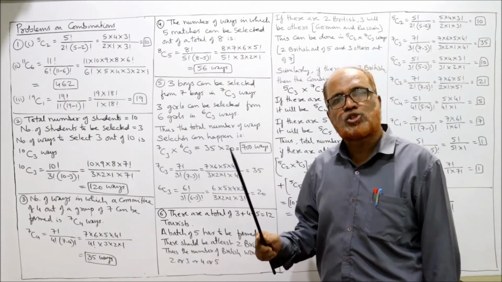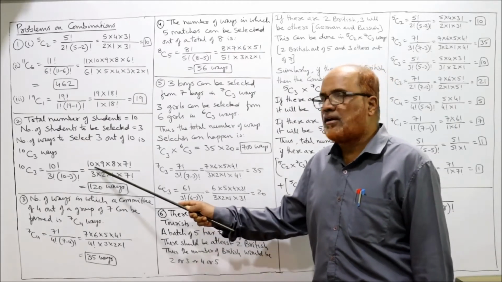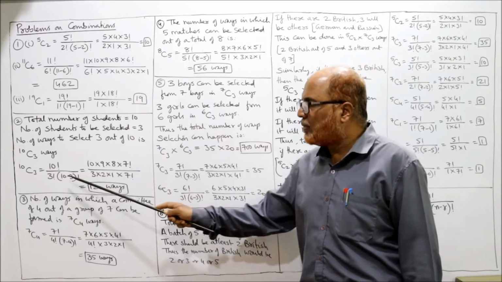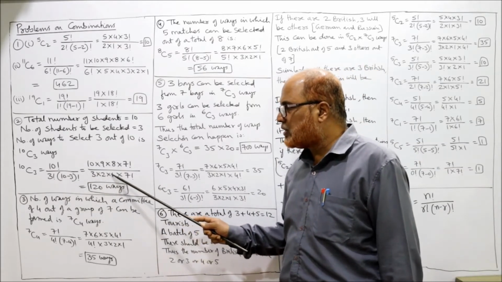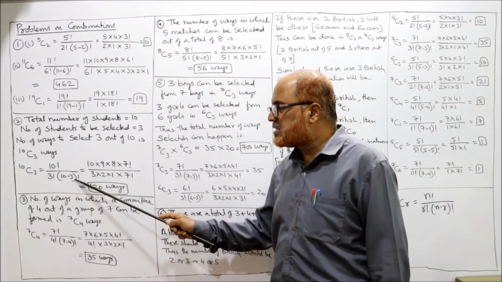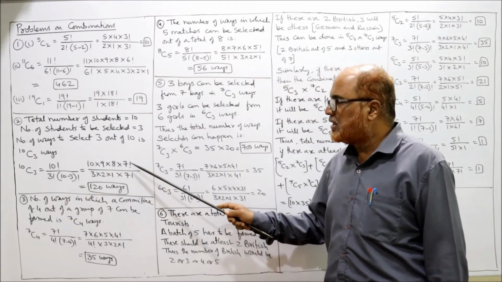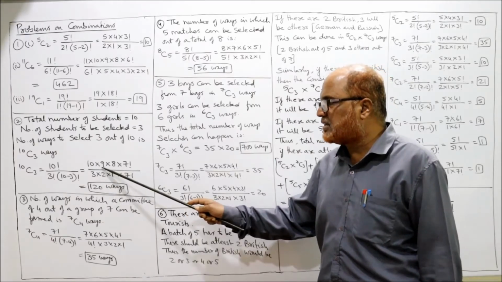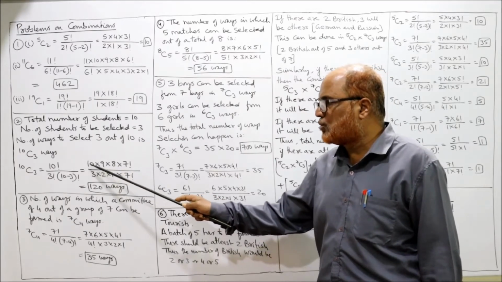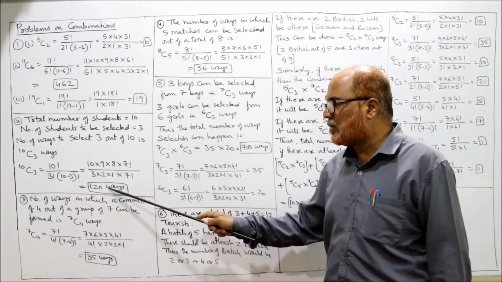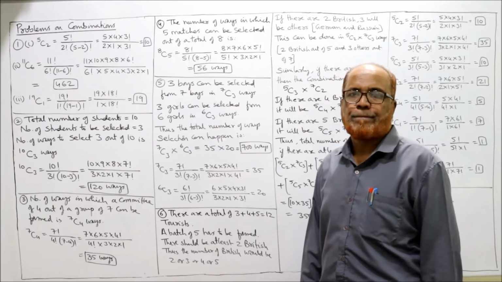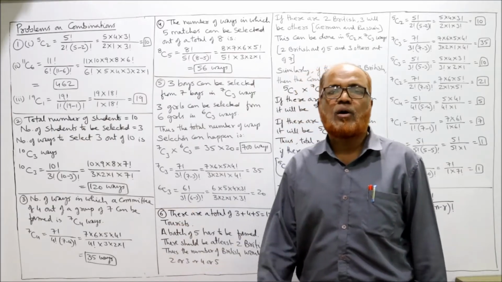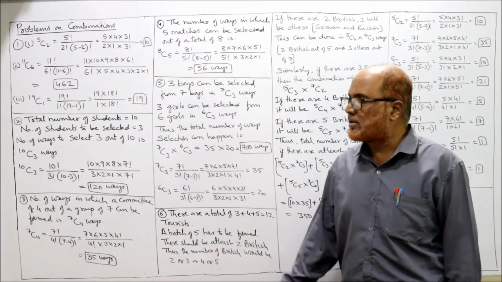So numerator also will stop at 7 factorial. 10 into 9 into 8 into 7 factorial. Denominator 3 factorial, 3 into 2 into 1. 10 minus 3 is 7 factorial, 7 factorial. This 7 factorial will get cancelled. 3 ones are 3, 3 threes are 9. 2 ones are 2, 2 fives are 10. Multiply this, you will get 120 ways. So in 120 ways, we can select 3 students out of a total of 10 students.